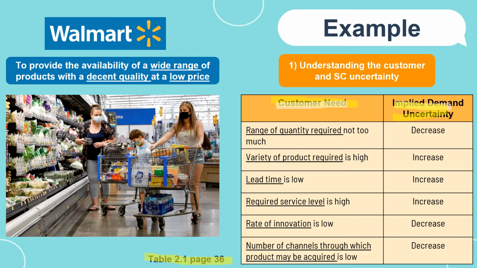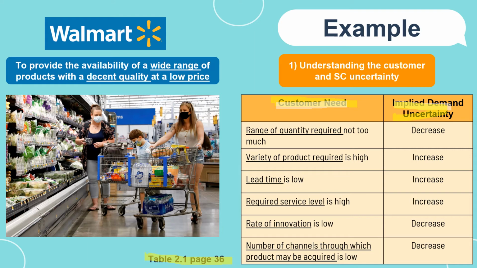And then the rate of innovation is low, because maybe Walmart's customers are not expecting too much innovation from Walmart's products. So it causes the implied demand uncertainty to decrease.